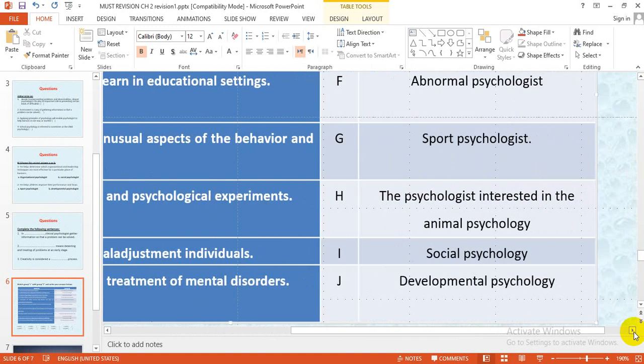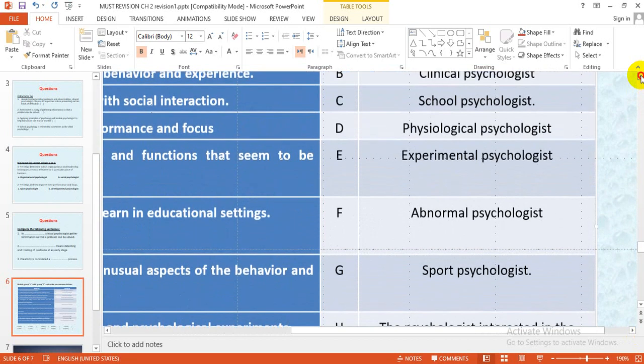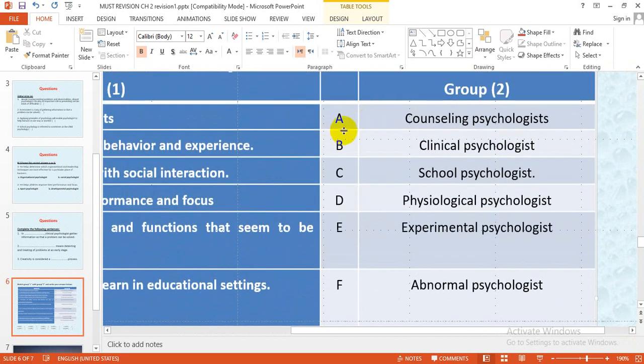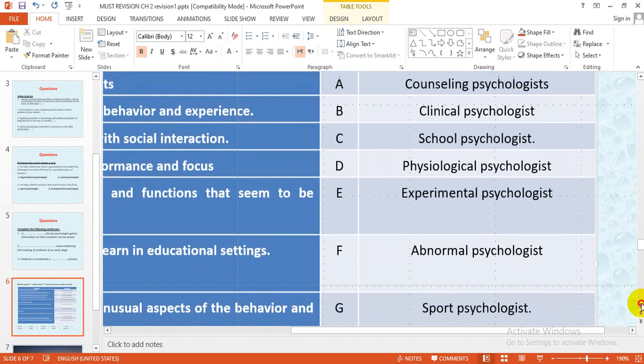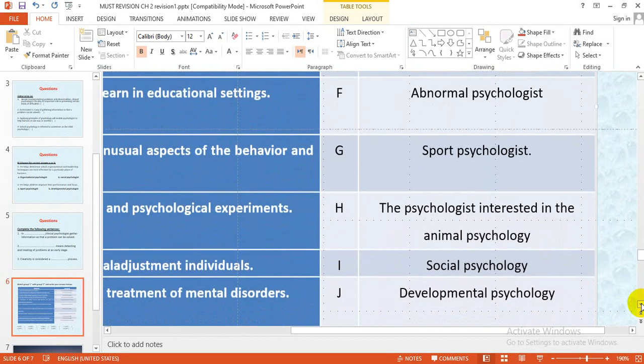What about group B, which we have to match with the items of group A? A, counseling psychologist. B, clinical psychologist. C, school psychologist. D, physiological psychologist. E, experimental psychologist. F, abnormal psychologist. G, sports psychologist. H, the psychologist interested in animal psychology. I, social psychology. J, developmental psychology.